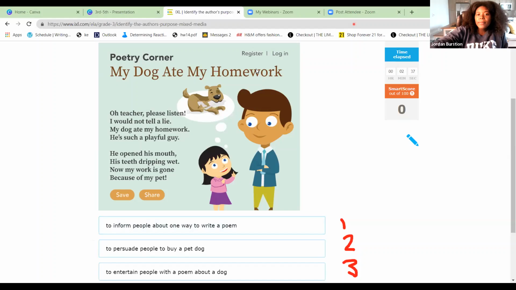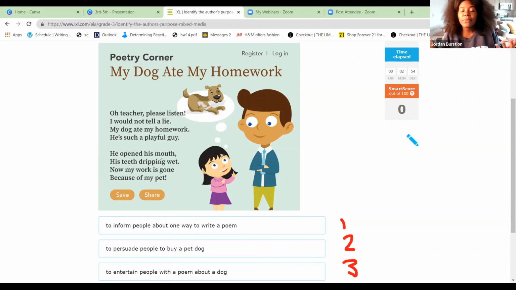Now, both of you picked the first option. However, I'm not sure if that's the one we'd want to go with. To inform people about one way to write a poem. Now, this is one way you could write a poem.